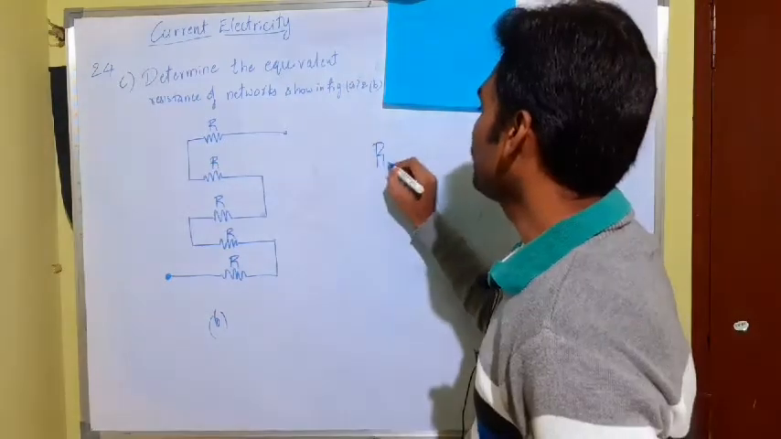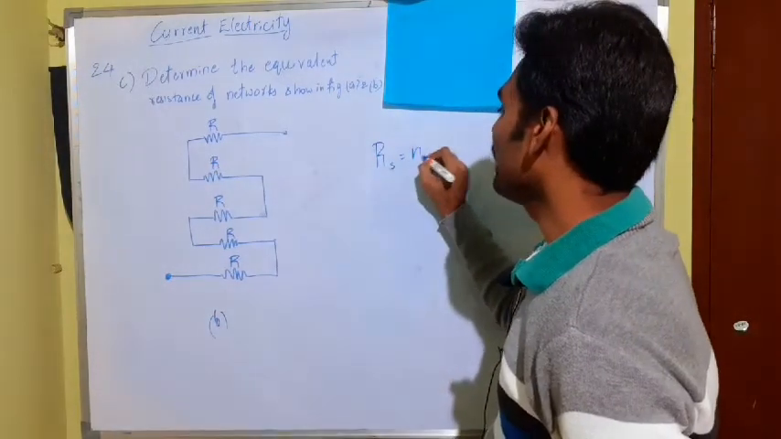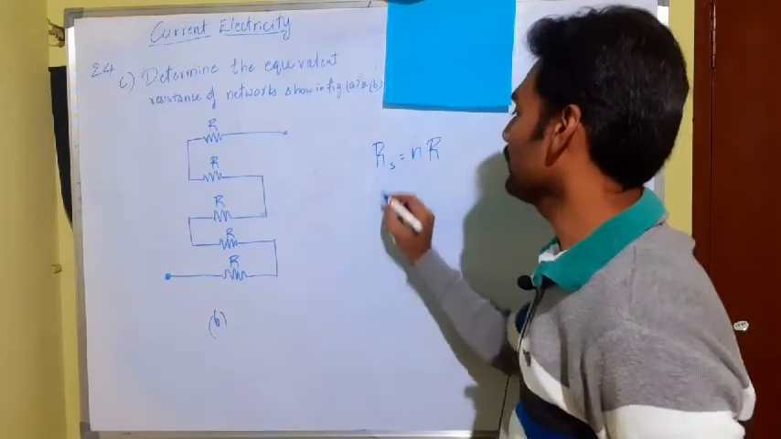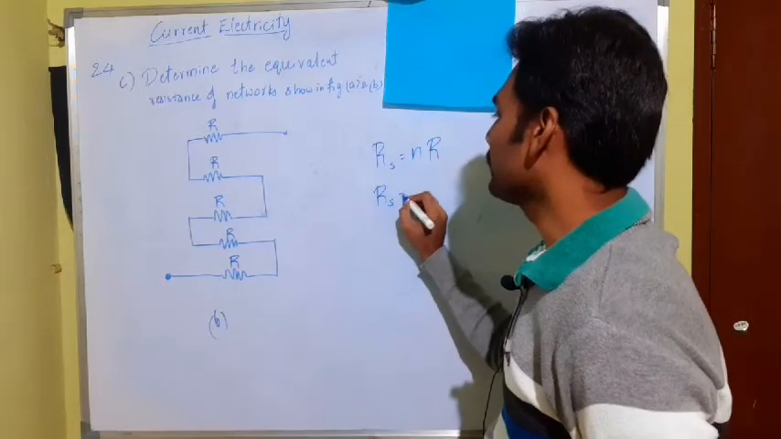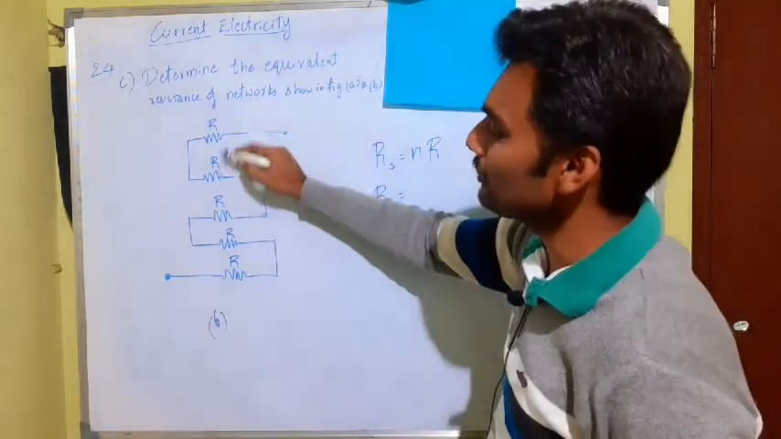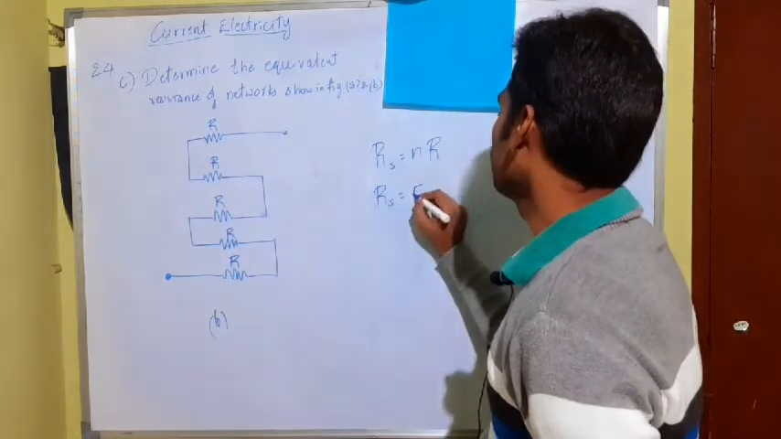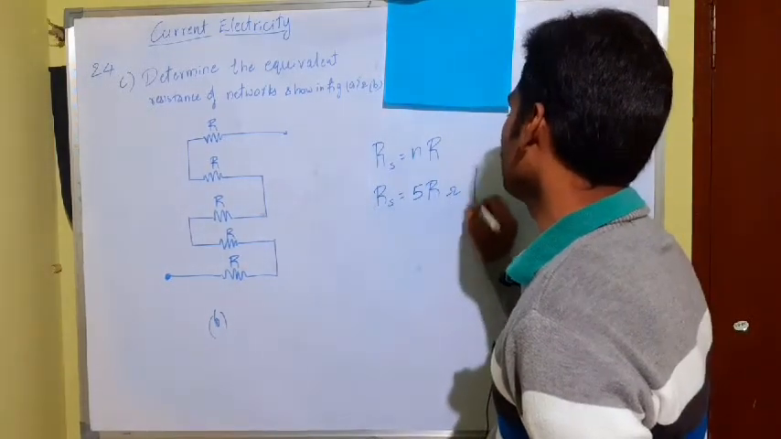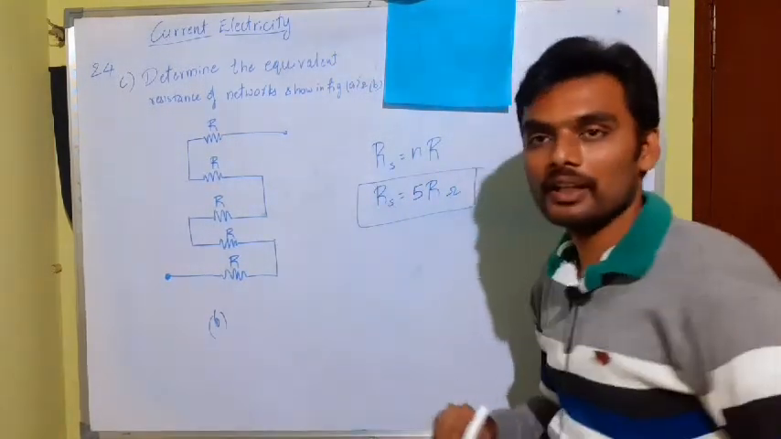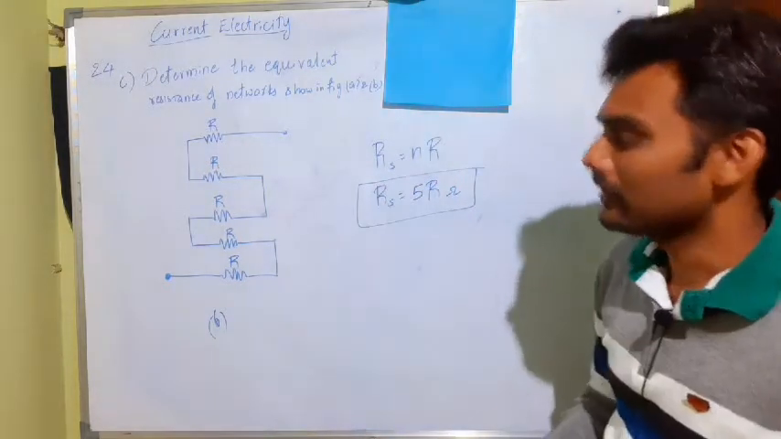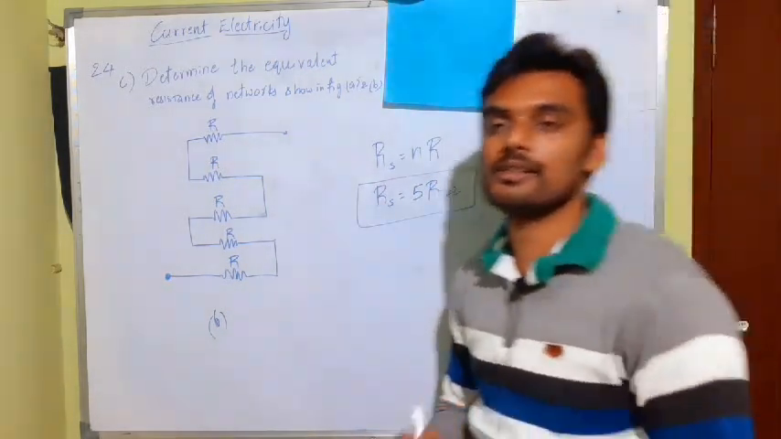So it's quite simple. RS is equal to N times R is the formula. You write the formula once. Then RS is equal to N, how many resistors? 1, 2, 3, 4, 5. 5R ohm. That's it. This is the effective resistance of the given circuit.